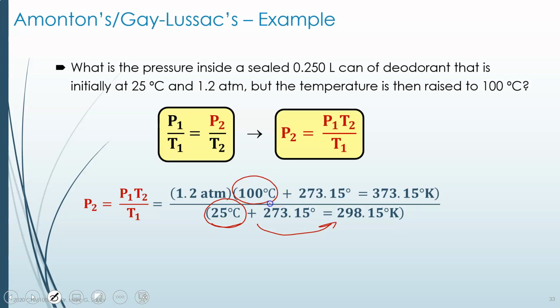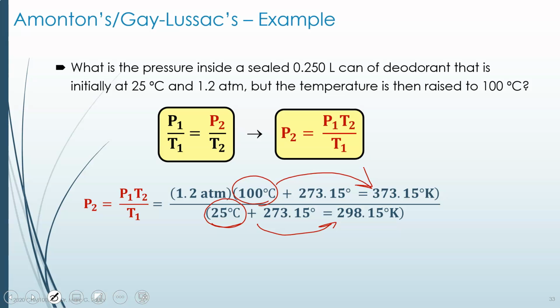And we know our final temperature, we convert that to 373.15 degrees Kelvin. Now, don't round these numbers before you're finished. Yes, if you were just asked what's the temperature, you would say 298 and 373 degrees Kelvin. But in the equation, it's best not to round until the very end.